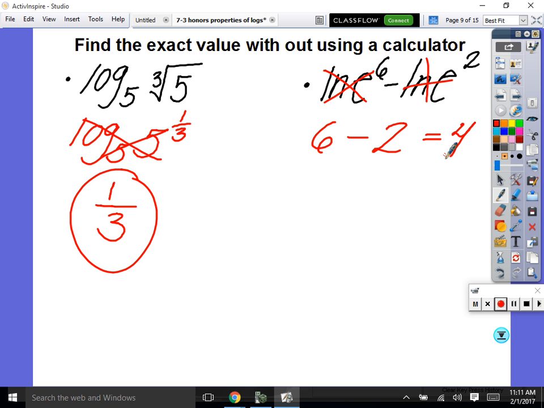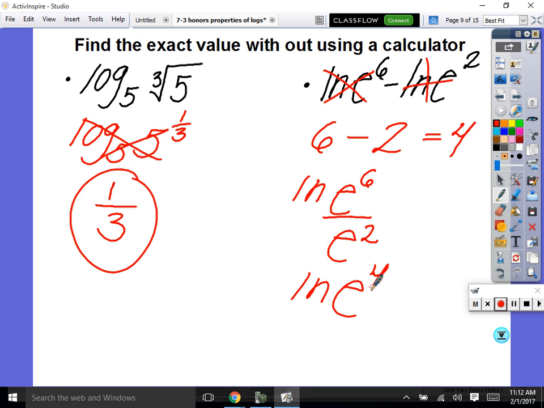So when we subtract, we divide. So we have ln of e to the 6 divided by e to the second, right? Putting it into 1 ln. Do you see what I'm doing here, everybody? This is the hard way of doing it. This was the easy way. So now when you divide them, you subtract. So this really is ln of e to the 4th, right? ln and e cancel out, we get 4. But this was way quicker and easier. So why make it harder? But it's good to see it both ways.